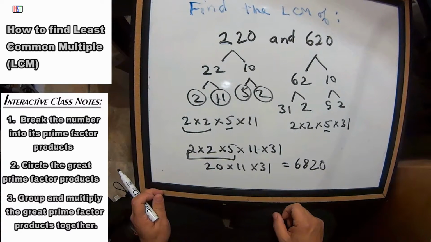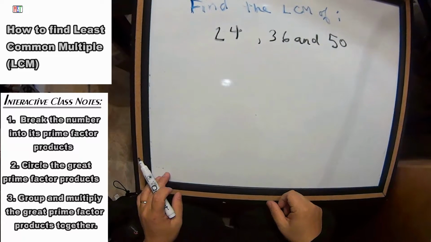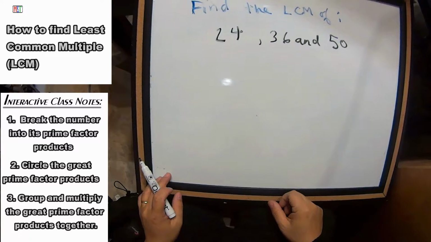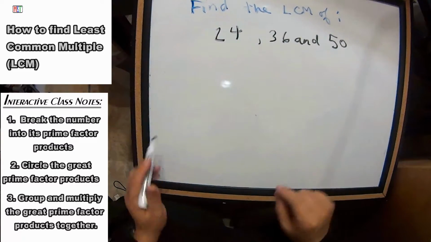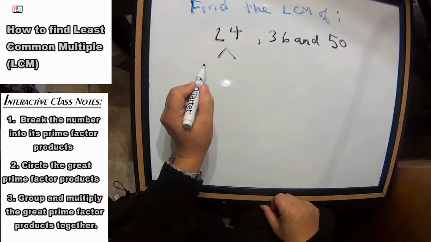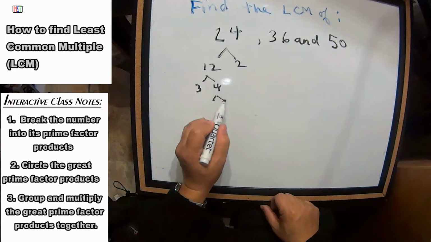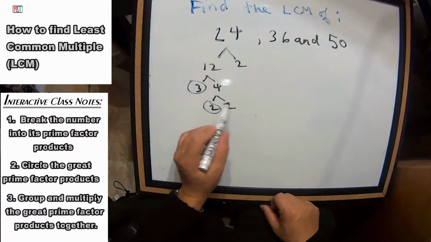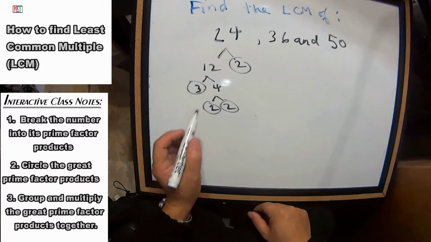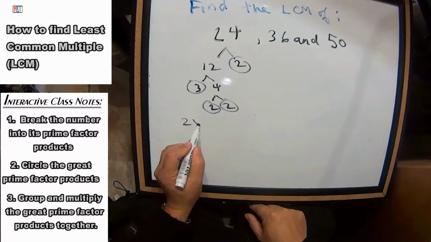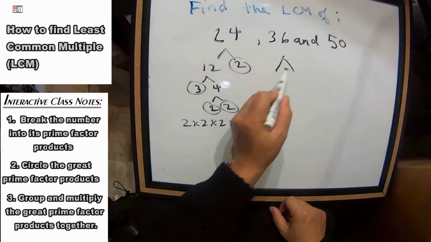Alright, let's do maybe one more. Now we have 3 numbers. We want to find the least common multiple of 24, 36, and 50. Again, first step is to break down into its prime factors. So I would circle the prime factors to make it more visible. So for 24 it is 2 times 2 times 2 times 3. Those are the prime factors for 24.